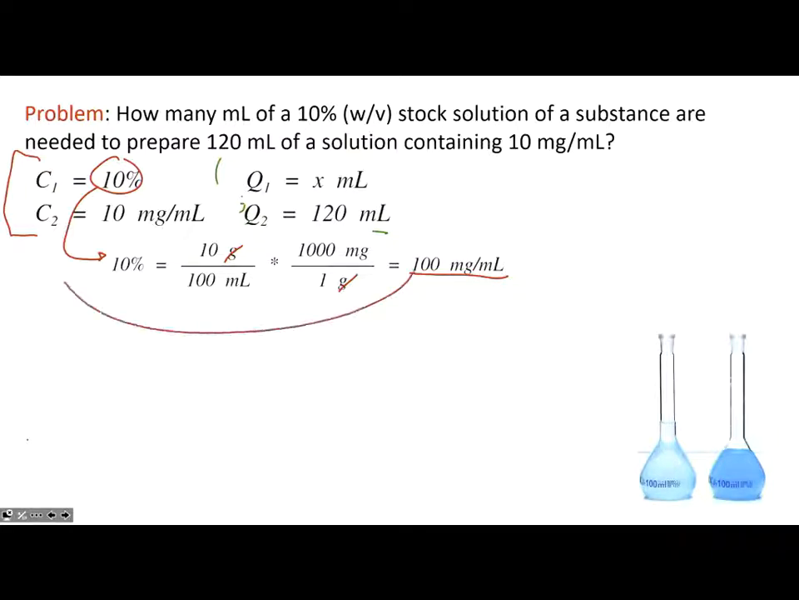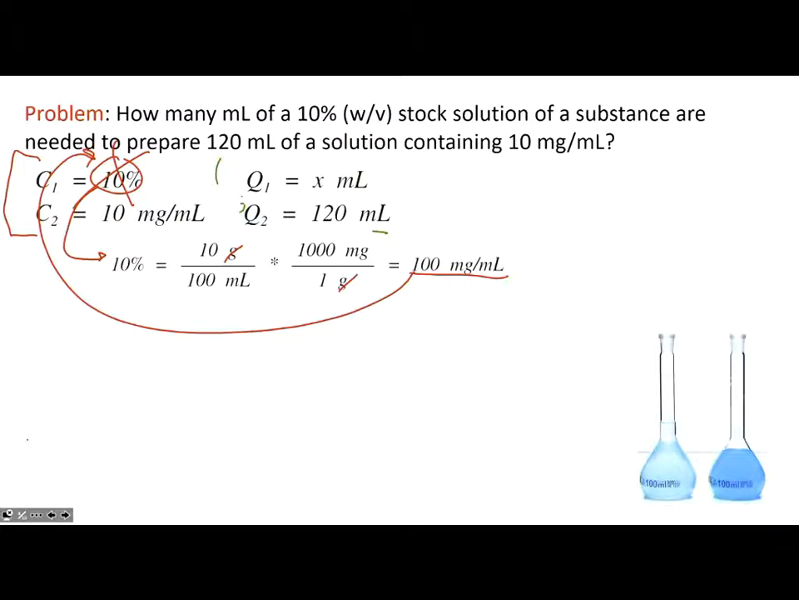So that's what I'm going to use over here for C1. I'm not going to use 10%. I'm going to use 100 milligrams per milliliter. Is everyone okay with that? All I did was change the concentration of 10% into the same concentration expressed as 100 milligrams per milliliter. So now the units match.